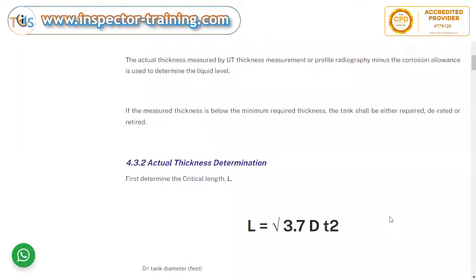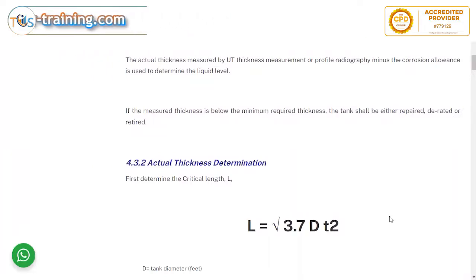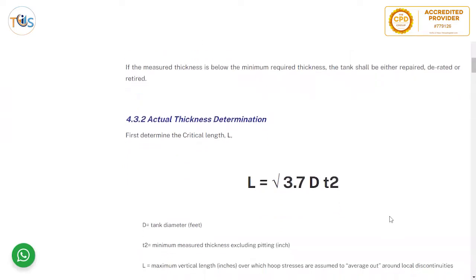If the measured thickness is below the minimum required thickness, the tank shall be either repaired, derated, that means you cannot fill it up to the level that you previously filled because it cannot tolerate the load, because the design thickness is more than the available thickness, or retired totally.